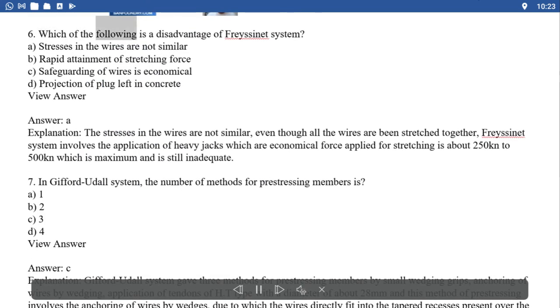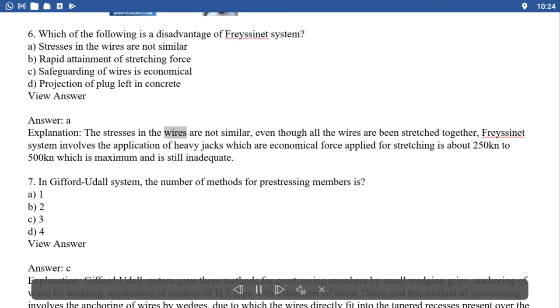6. Which of the following is a disadvantage of the Freyssinet system? A. Stresses in the wires are not similar. B. Rapid attainment of stretching force. C. Safeguarding of wires is economical. D. Projection of plug left in concrete. Answer. Answer A. Explanation.